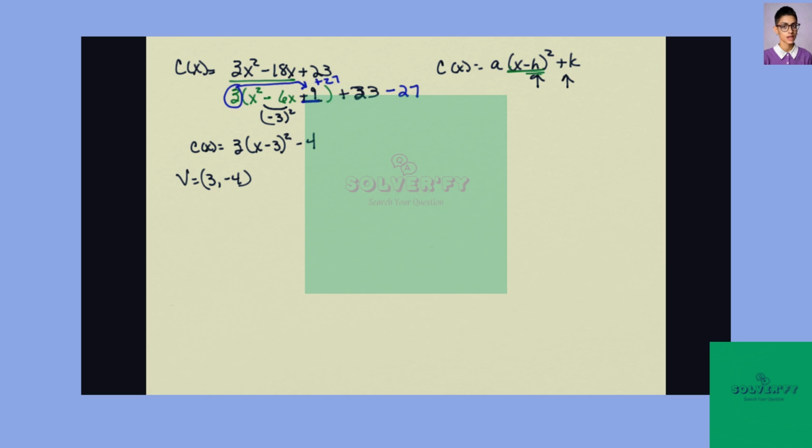Next it wants to know what are the x-intercepts. Now the x-intercepts are when our y value equals 0. So we're going to set this equal to 0, and I'm going to do it in the vertex form. So 0 equals 3(x minus 3) squared minus 4. I'm going to add 4 to both sides. Divide by 3. That means we're going to have 4/3 equals (x minus 3) squared. Let's square root both sides.